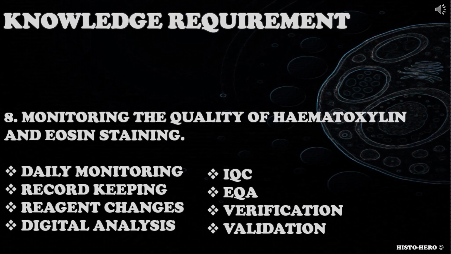The eighth knowledge requirement is monitor the quality of haematoxylin and eosin staining. Candidate needs to have the knowledge and understanding about monitoring quality of H&E staining. You could ask the candidate to explain how they would monitor quality of H&E staining in your lab, to list common quality issues associated with H&E staining, to explain how they would resolve them, to state how often is the quality monitored, to explain how this monitoring is recorded.